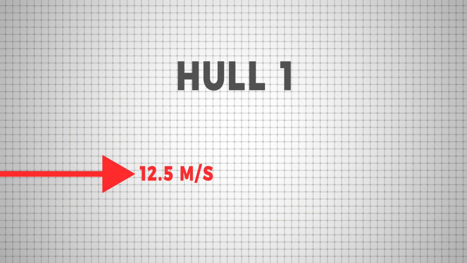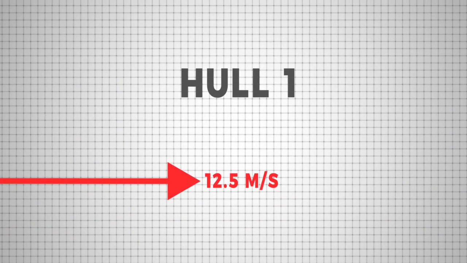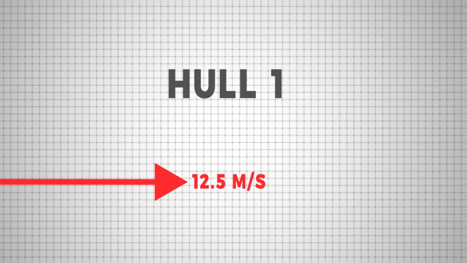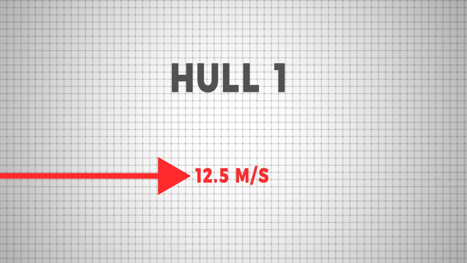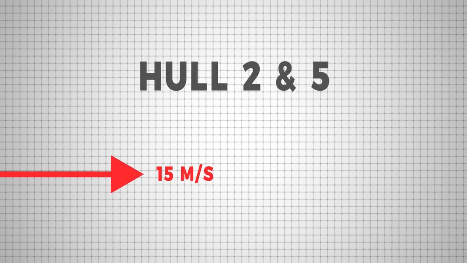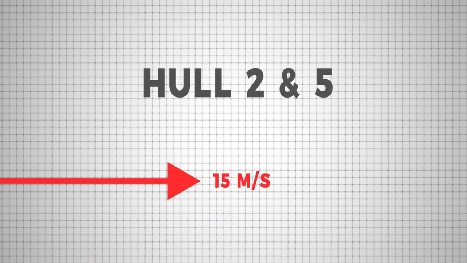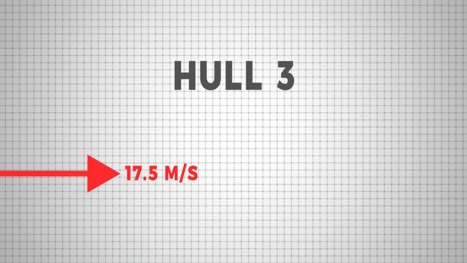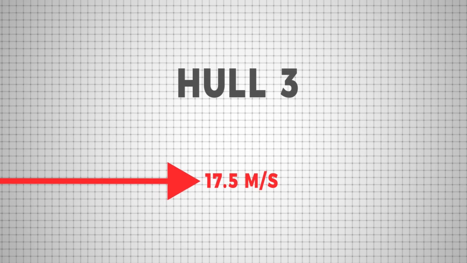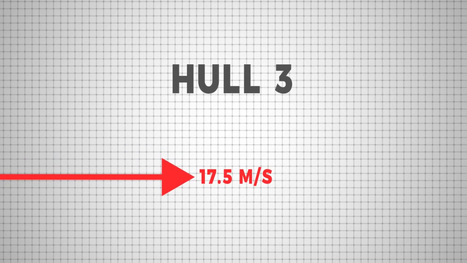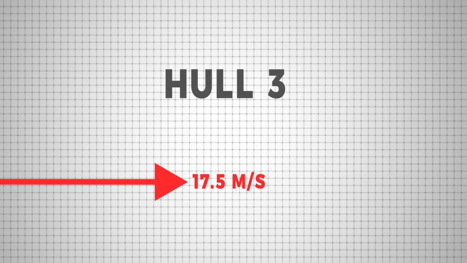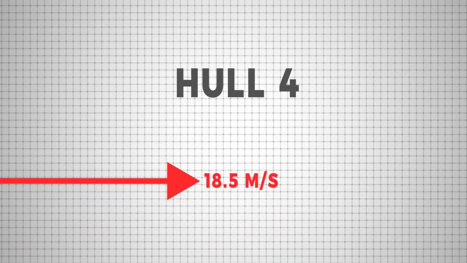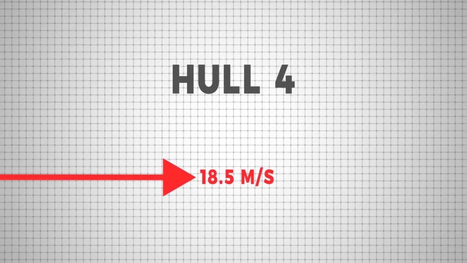In last place, just barely surpassing 12 meters per second is hull number 1. The fastest it can possibly go is 12.5 meters per second, or 24 knots. Not too impressive. In third place, we have a tie between hull 2 and 5, which both maxed out at 15 meters per second or almost 30 knots. In second, we have hull 3 with another big leap to 17.5 meters per second or 34 knots. And finally, I'm sure you all already know who the winner is. This hull managed to hit a staggering 18.5 or 36 knots using the same engine, propeller, and mass.